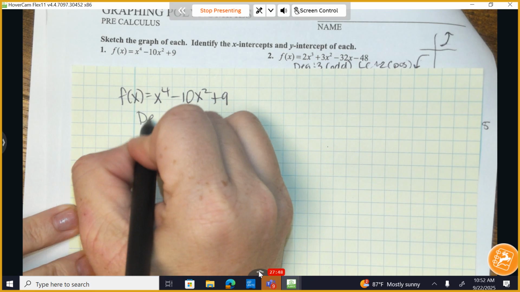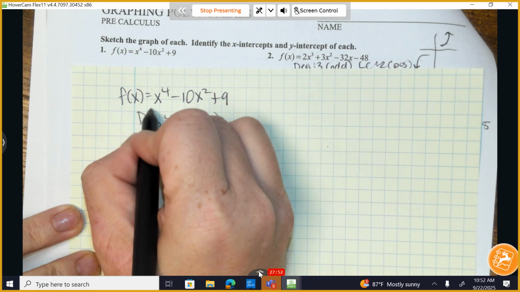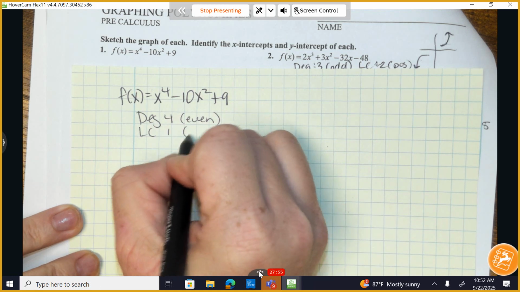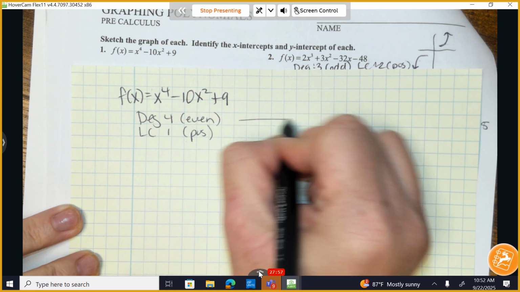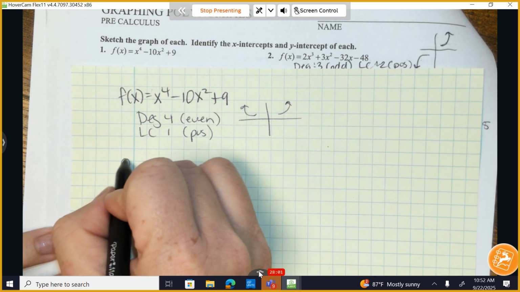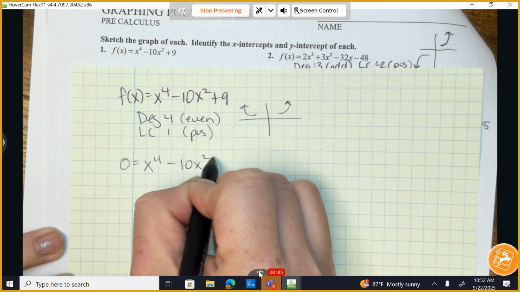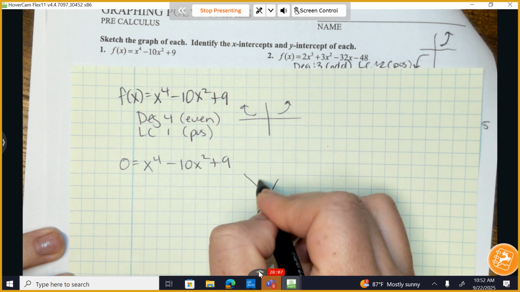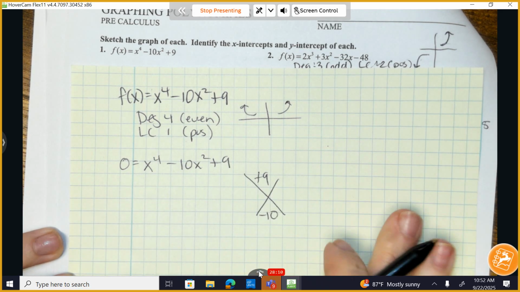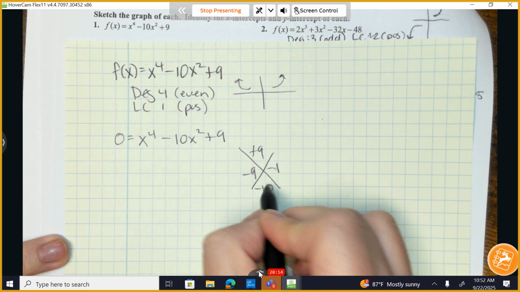So I can see this is degree 4, which is even, and we have a leading coefficient, which is 1, and that is positive. So even positive means up on the right and up on the left. Okay, now let's set this equal to 0, and let's ask ourselves, is this factorable? So what multiplies to equal 9 and combines to give us negative 10? It's going to be negative 9 and negative 1. They multiply and they combine.